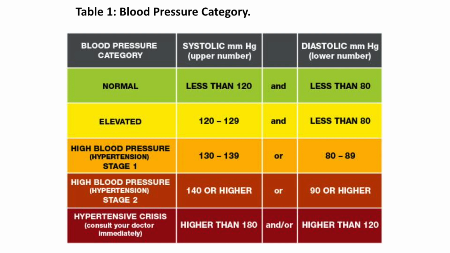Now we are going to see the blood pressure categories: normal, elevated, high blood pressure, hypertension stage 1, high blood pressure, hypertension stage 2 and hypertensive crisis, consult the doctor case.